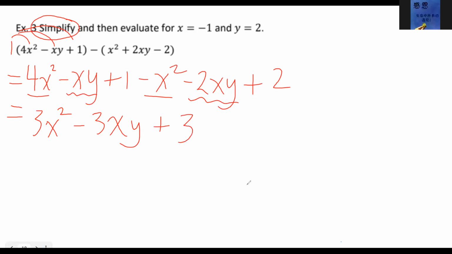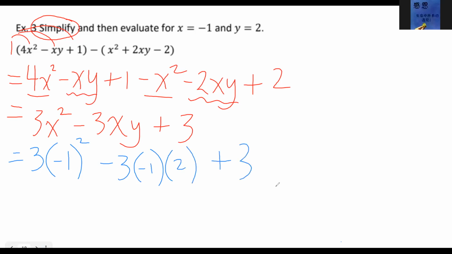Now you can do the substituting part. So x is negative 1. Keep the brackets around it. Minus 3 times negative 1 times 2 plus 3. Okay, and you just take over. You use BEDMAS here. I'll just take over now, okay, Easton? Thanks. That was good, though.